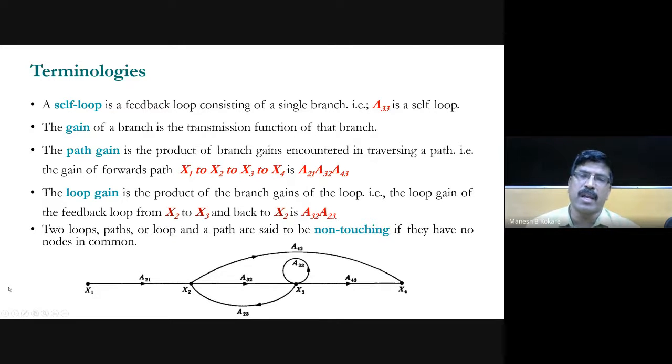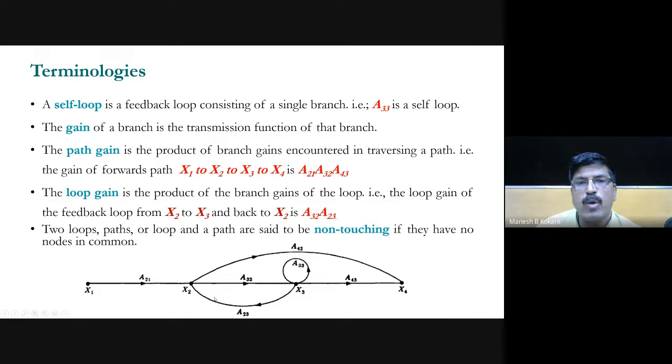So entire path gain, like for example, we have two forward paths. One is x1, x2, x3, and x4. So this path gain will be just the multiplication of the gains of the individual branches. So here x1 to x2, what is this one? A21, then A32, and then A43. So this total path gain will be equal to A21 multiplied by A32 multiplied by A43, right? What about this other path gain? That will be equal to A21 multiplied by A42. So this is the second path gain.